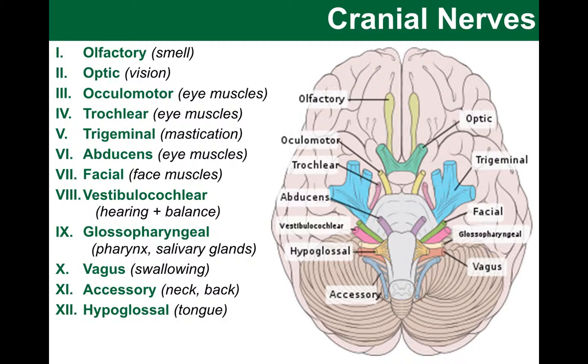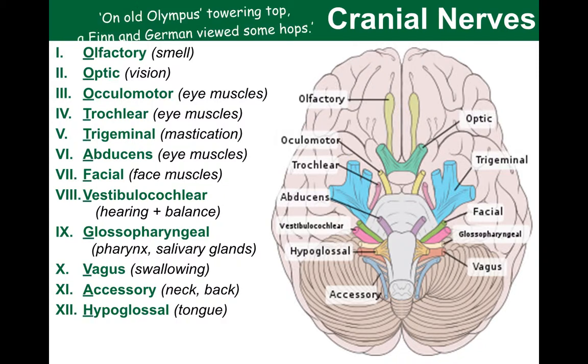And you might ask me, how do I remember these and their order? Well, there are many good mnemonics out there. You can Google some, but the one that I remember using as a student was: On old Olympus towering top, a Finn and German viewed some hops. Or: Ooh, ooh, ooh, to touch and feel very good velvet, such heaven. There is one other one, but it is so rude that I cannot share it with you here. Just Google if you want more options.